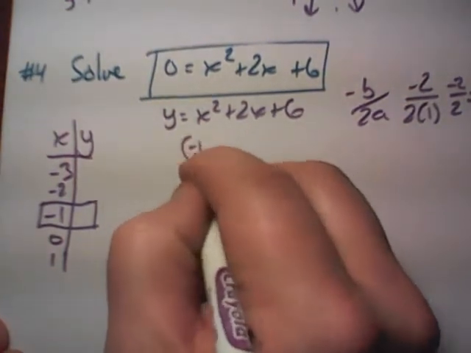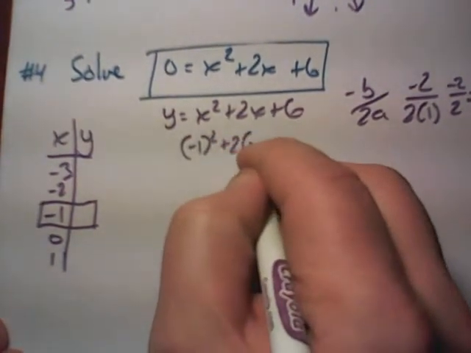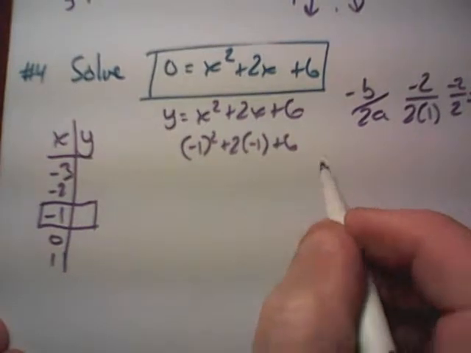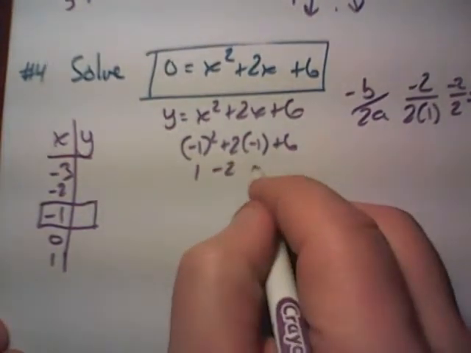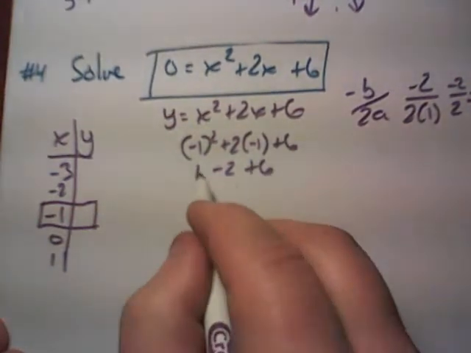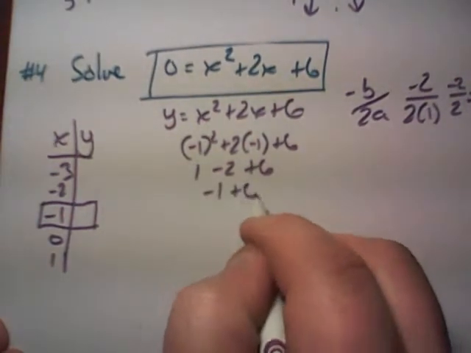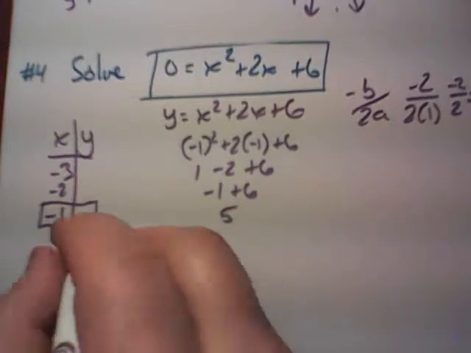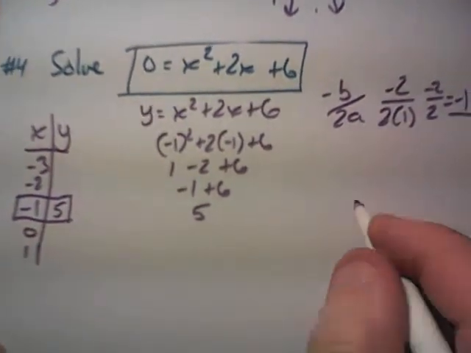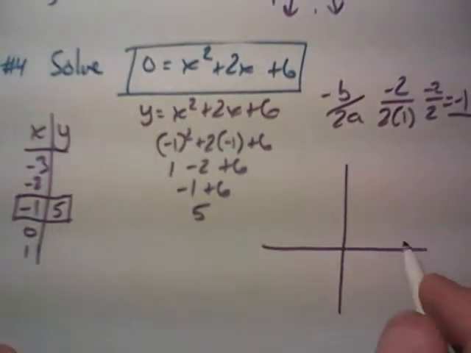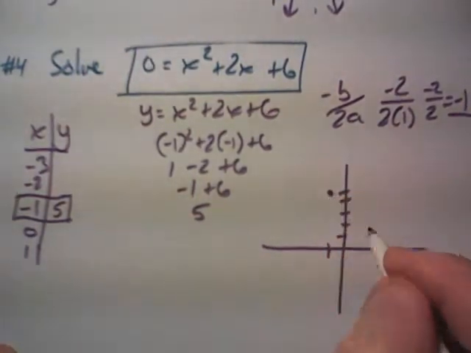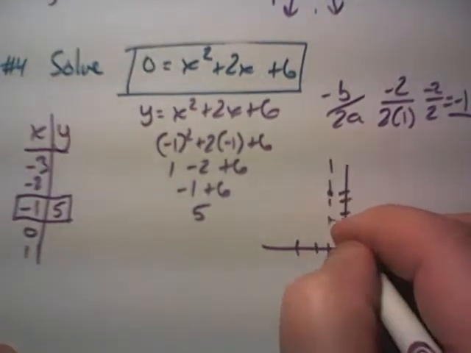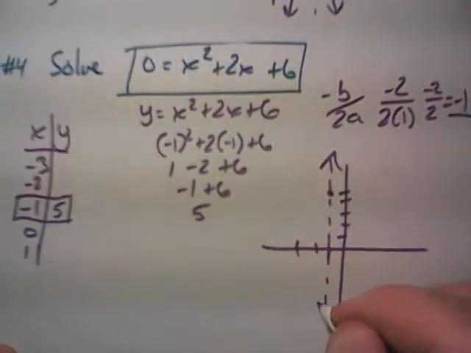If I want to find my y-coordinate, I'm going to have -1 squared plus 2 times -1 plus 6. -1 squared is 1. 2 times -1 is -2, plus 6. And 1 minus 2 is -1, plus 6 is 5. So we know the graph is going to look something like this. Here is -1, 1, 2, 3, 4, 5. Here's that point. Here's my axis of symmetry.